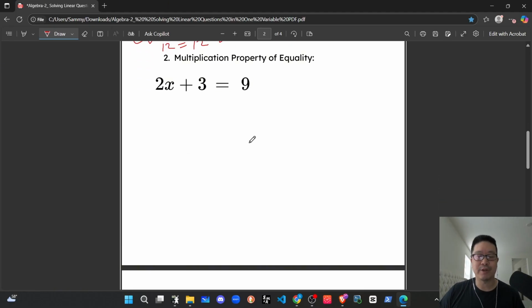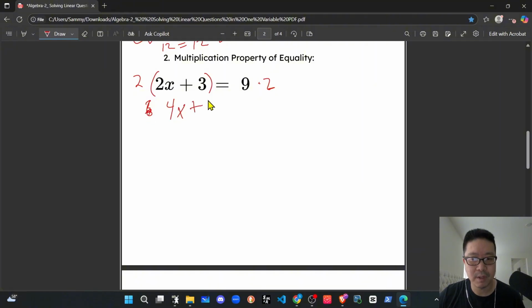The second property that you need to know is called the multiplication property of equality. This just says whatever you multiply or divide on one side of the equation, you must also do to the other side of the equation to maintain equality. So I'm going to try multiplying both sides by 2 and see if we still end up with a true equation. So 2 times 2x plus 3 is going to be 4x plus 6 equals 18. And again, we know that x equals 3, so we're going to plug in 3 for x.